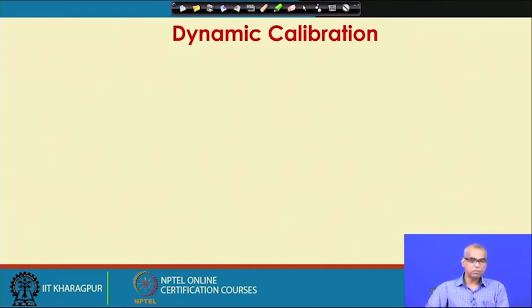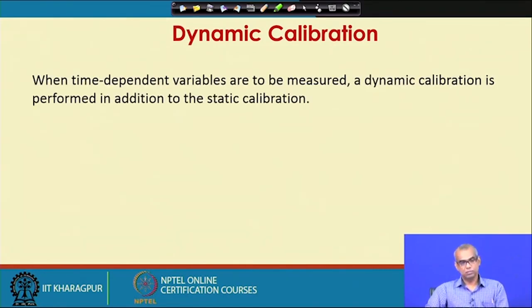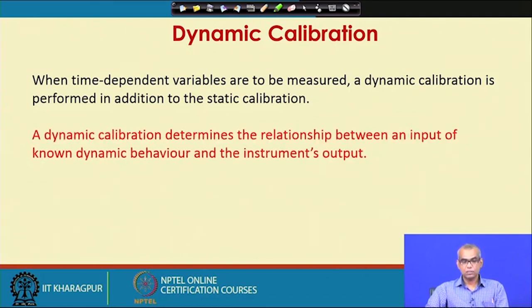Similar to static calibration, we also have a dynamic calibration. When time dependent variables are to be measured, a dynamic calibration is performed in addition to the static calibration. A dynamic calibration determines the relationship between an input of known dynamic behavior and the instrument's output.